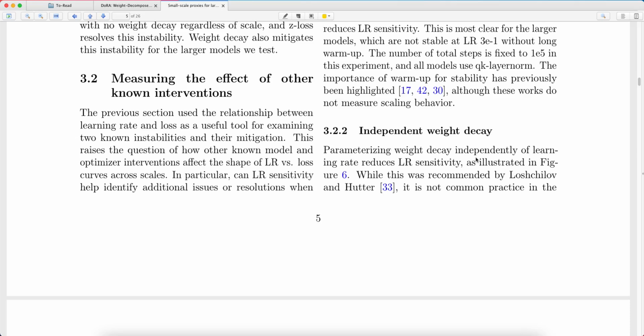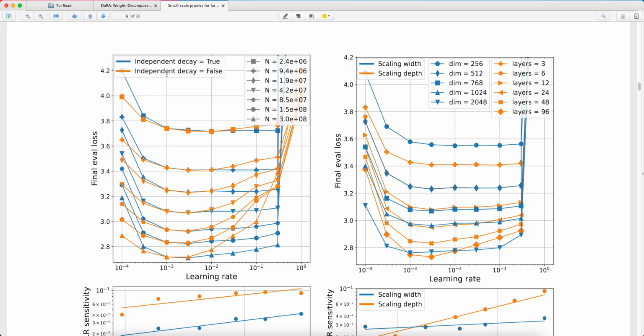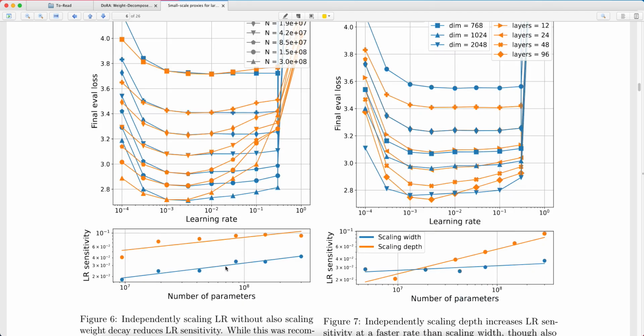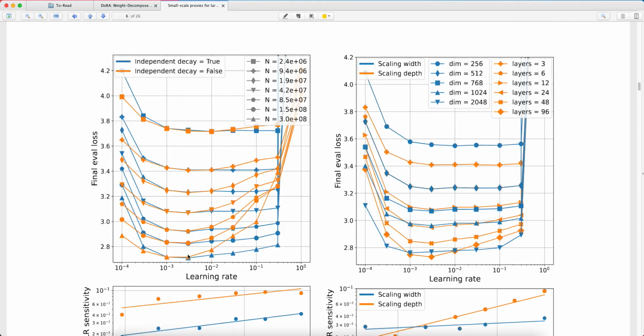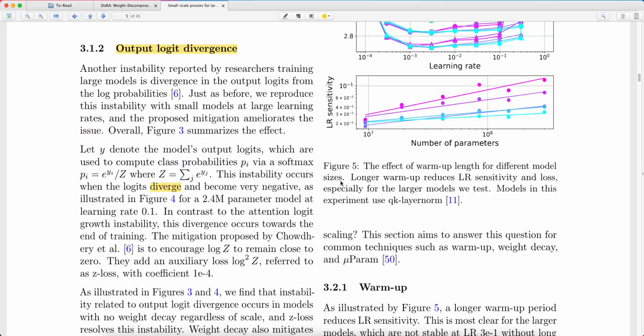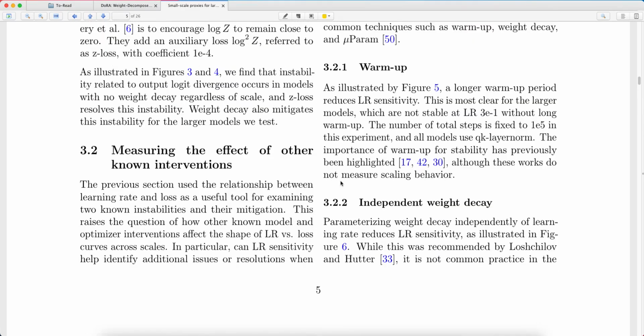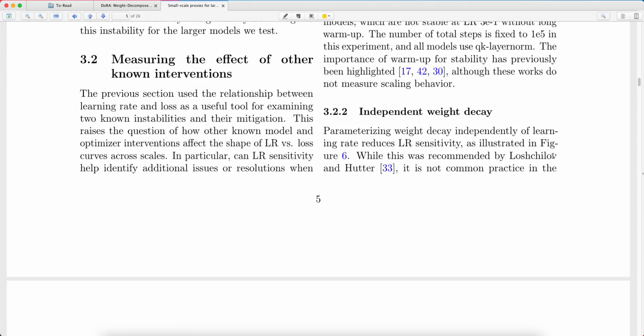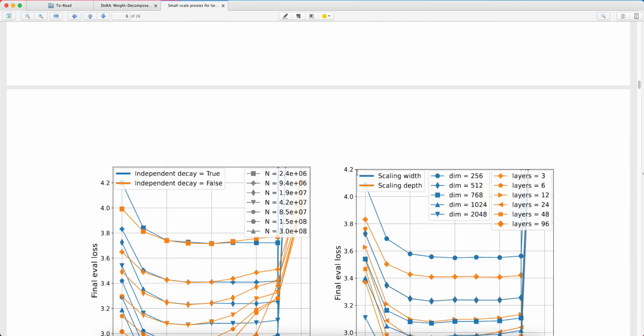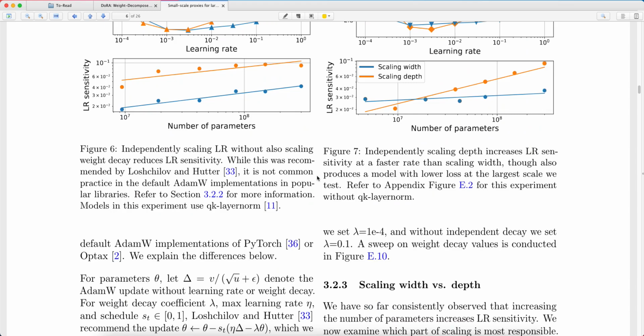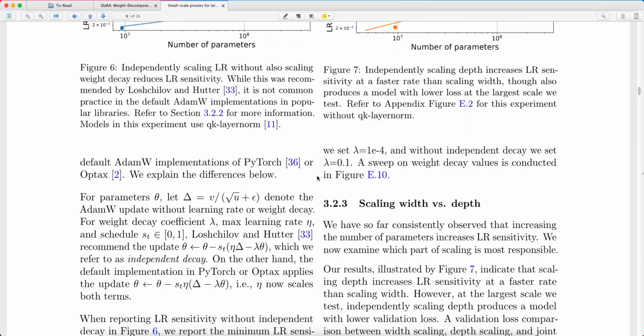Yep, parameterizing weight decay independently of learning rate reduces LR sensitivity. So independent weight decay, blue, lower sensitivity, especially for larger models, very significantly, right? This is like 2+ orders of magnitude. The loss explodes, whereas it is stable with independent weight decay. Okay, while this was recommended by Loshchilov and Hutter, it is not common practice in the default AdamW implementations of PyTorch or Optax. We explain the differences below.